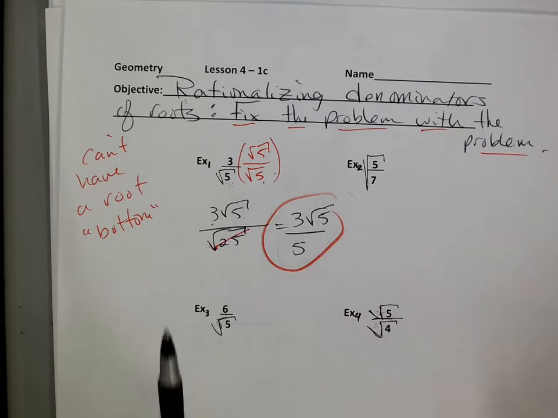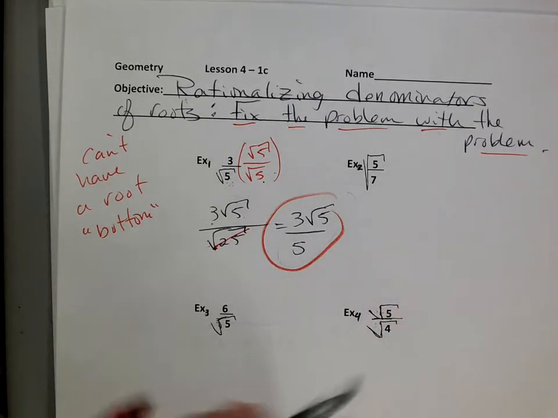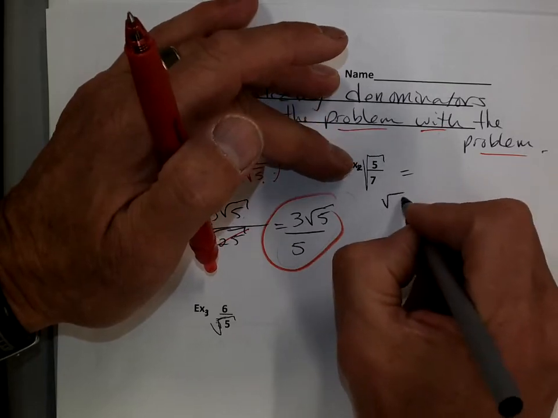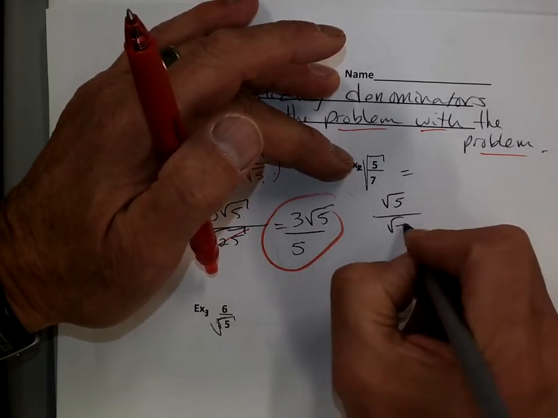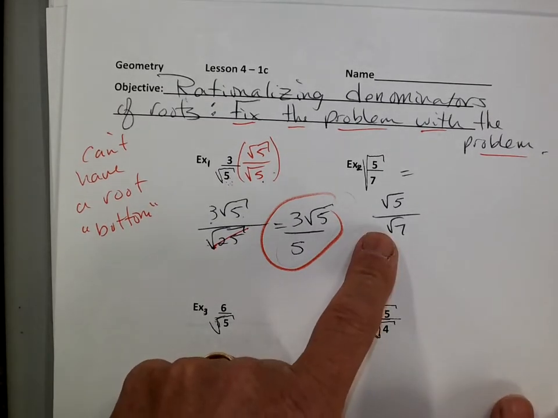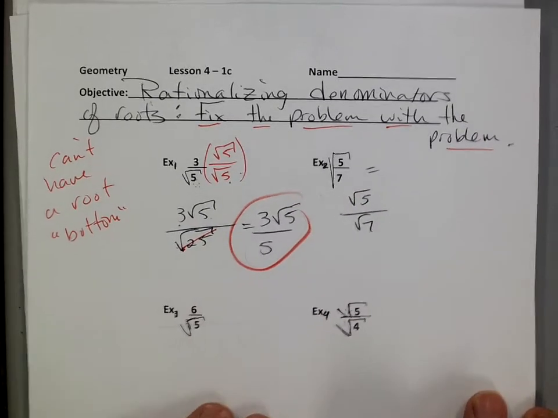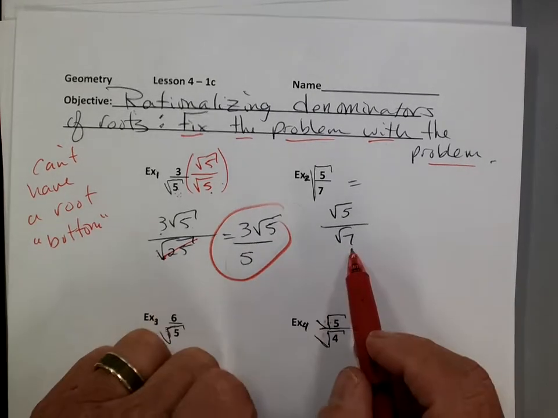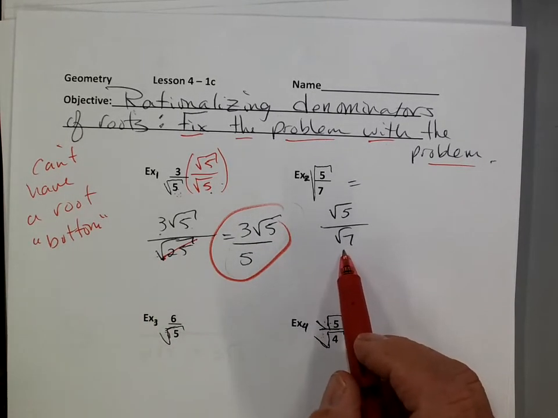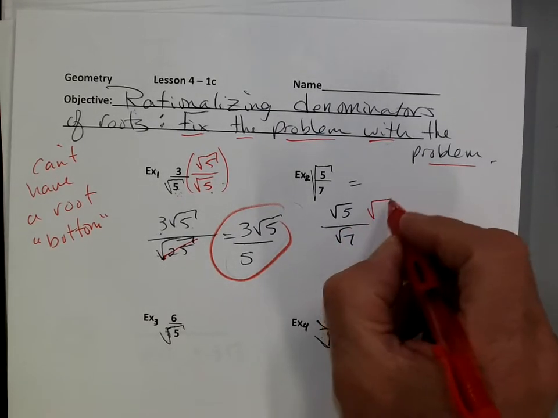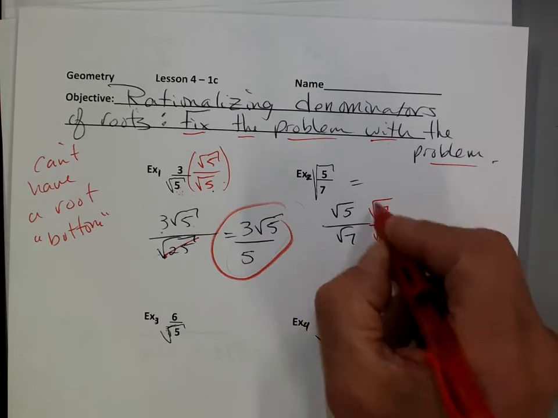Okay? Example 2 is same thing. So I'm going to rewrite this one as the square root of 5 over the square root of 7. Again, how are you going to do this? You can't have a square root on the bottom. Here's the trick: you fix the problem with the problem. So you multiply top and bottom by the square root of 7 over the square root of 7. That's how we do it.